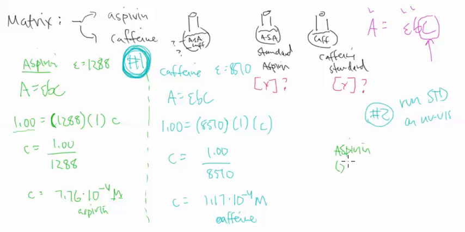Okay, so we're going to pretend that when we made aspirin, we were perfect, all right? So when we made the aspirin, we actually did make a 7.76 times 10 to the negative fourth molarity solution. That's what we actually made. But when we ran it on the UV-Vis, we did not get a 1 absorbance.